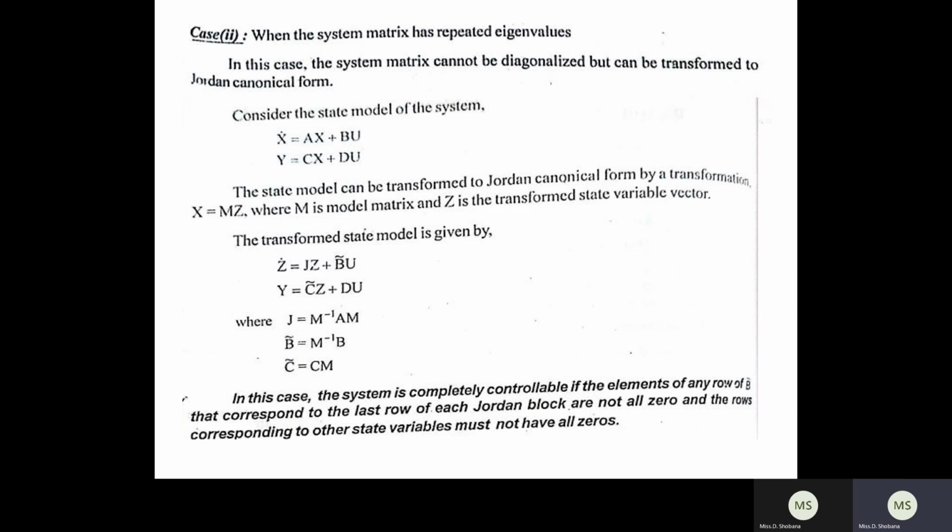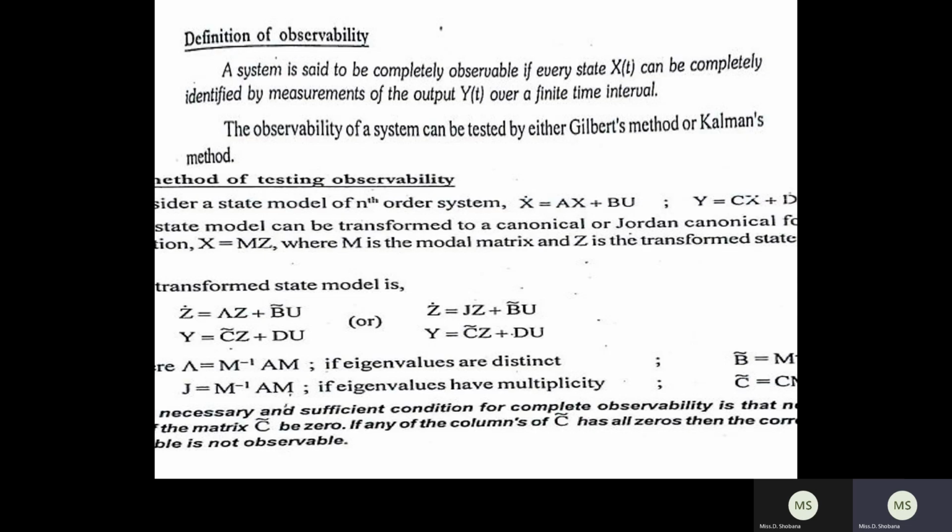So a system is said to be completely observable if every state can be completely identified by measurements of the output over a finite time interval. So this will be the thing. You can see the simple identification for determining the observability also.